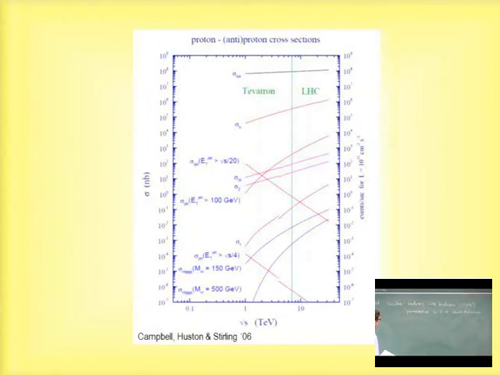And if we're working in perturbative QCD, what we're actually doing is scattering quarks and gluons, which are the constituents of the proton. And we're producing quarks and gluons.